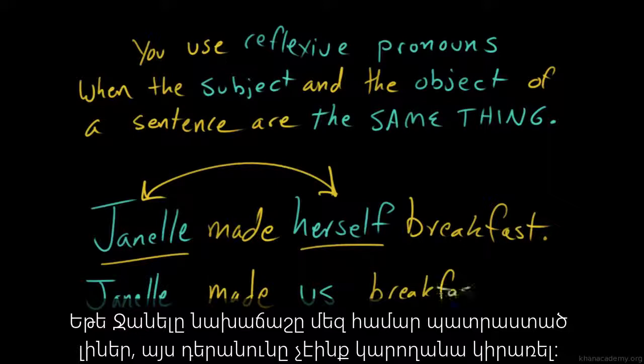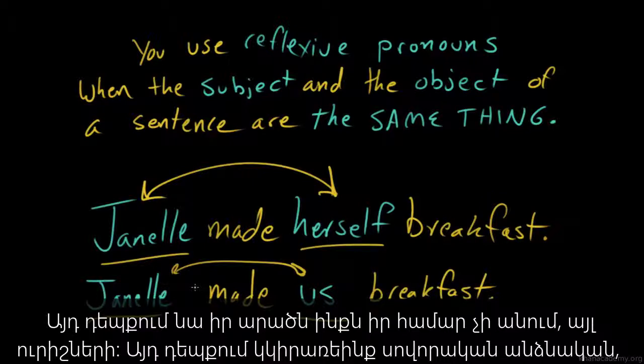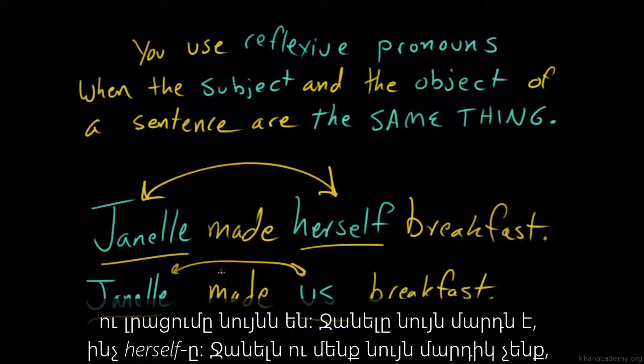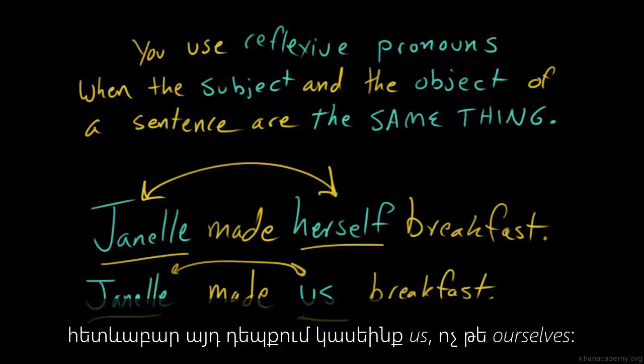Janelle made us breakfast, and in this case, this usage is not reflexive. She's not doing a thing for herself or to herself. She's making breakfast for other people. And so you just use the regular personal object pronoun there. You can only use a reflexive pronoun when the subject and the object of the sentence are the same thing. Janelle is the same thing as herself. Janelle is not the same thing as us, so we would say us here and not ourselves.